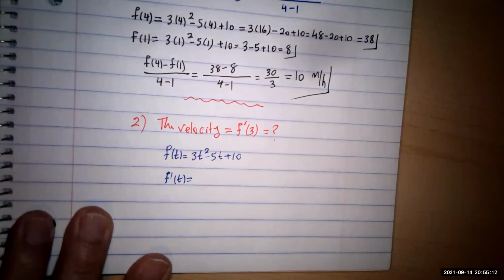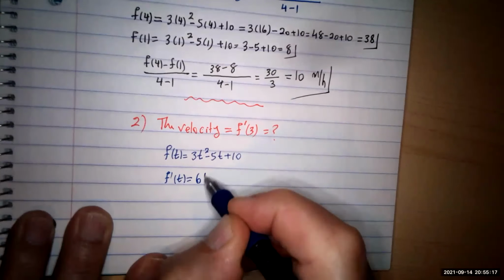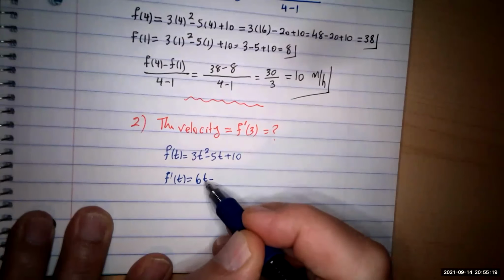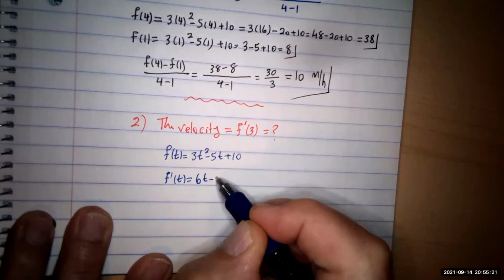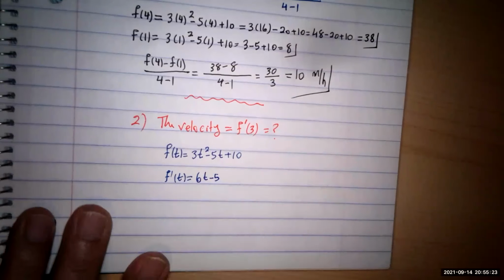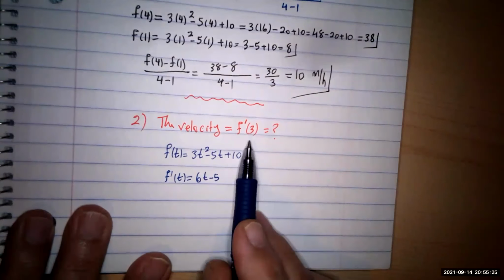F prime of t? 6t minus 5. Excellent. That's f prime. You wanted it at what? At 3 hours.